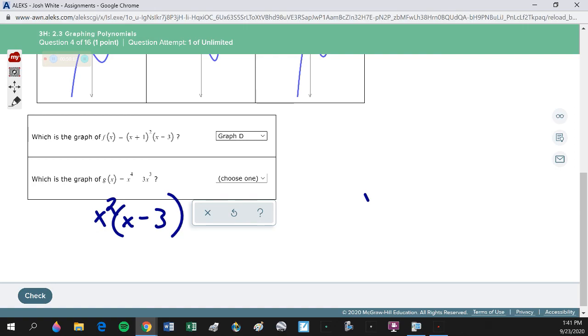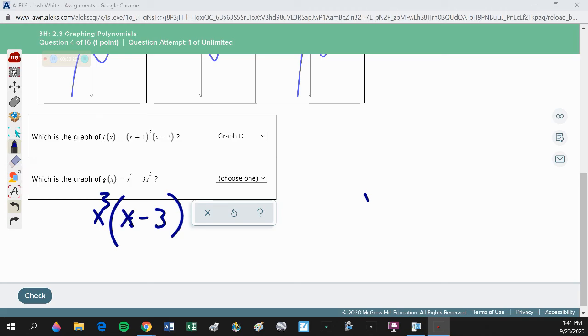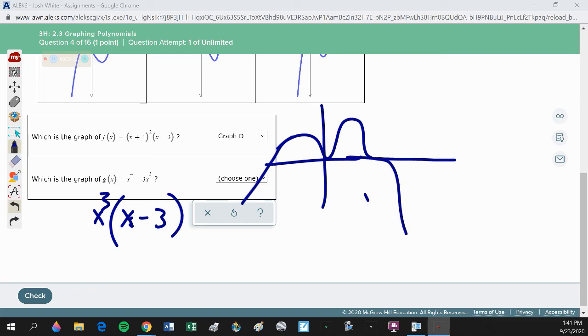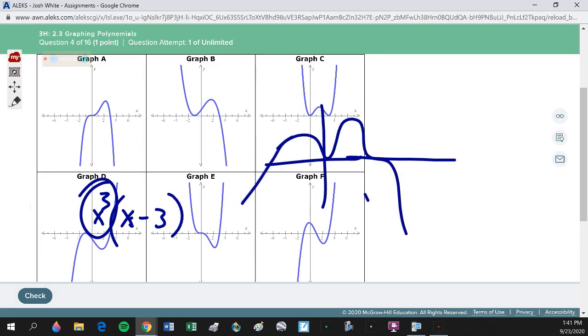One thing I didn't teach you guys. This is actually x to the third. What does a triple look like? So a single root goes through, a double root bounces, and a triple root makes a saddle like that. So this is a triple root at 0. So it is in fact A.